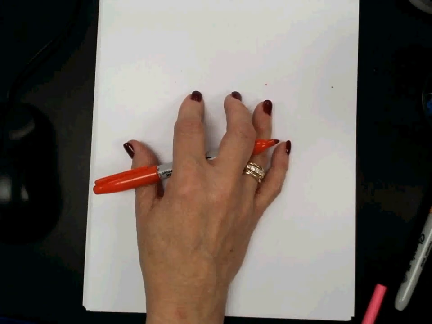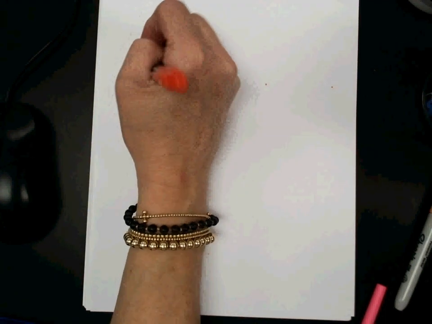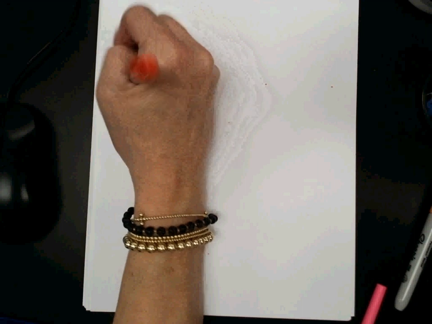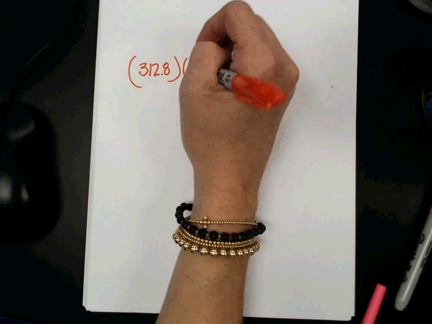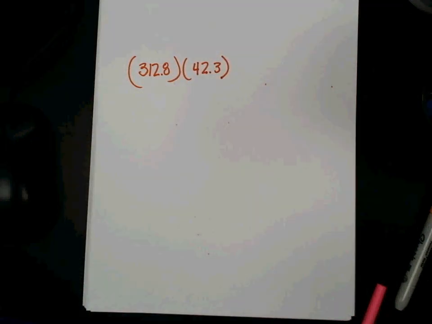All right, now I'm going to flip the switch. We're going to go back to multiplication and division. See if you can remember what to do. 312.8 times 42.3. So, when I flip to multiplication and division, what do I have to look at now? Who can tell me?